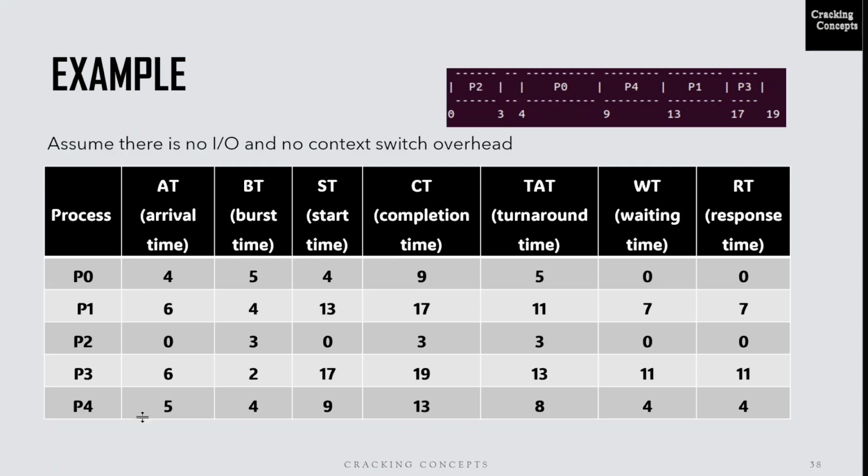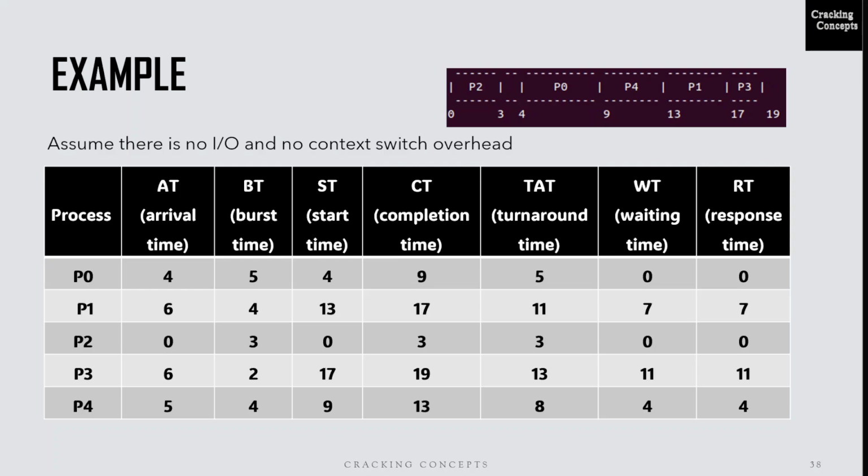Now we have a set of 5 processes P0 to P4, and their arrival time and burst time is given in the question. From those values we'll be able to calculate the start time, completion time, turnaround time, wait time and response time. Now with the details available in the question, we'll construct a Gantt chart like this. So from this we'll be able to fill in the details that are given here.